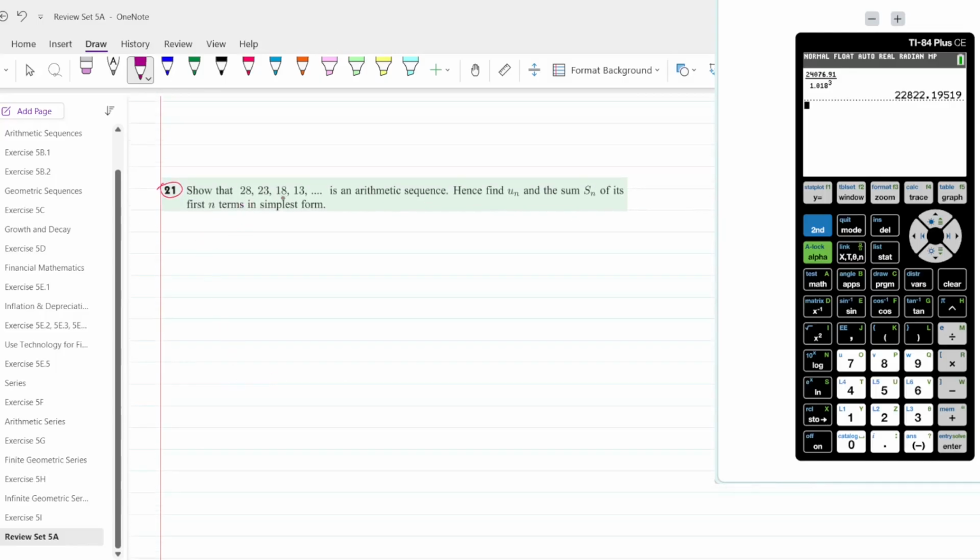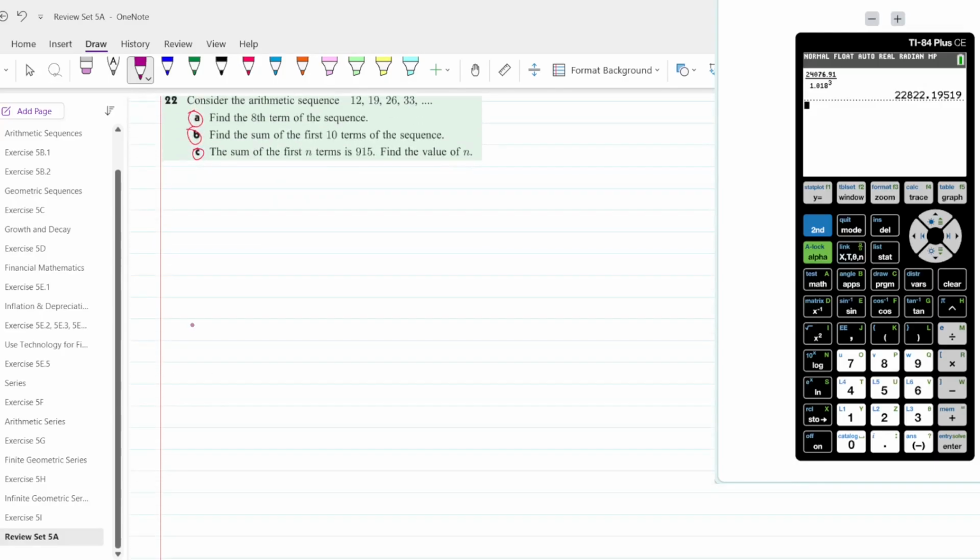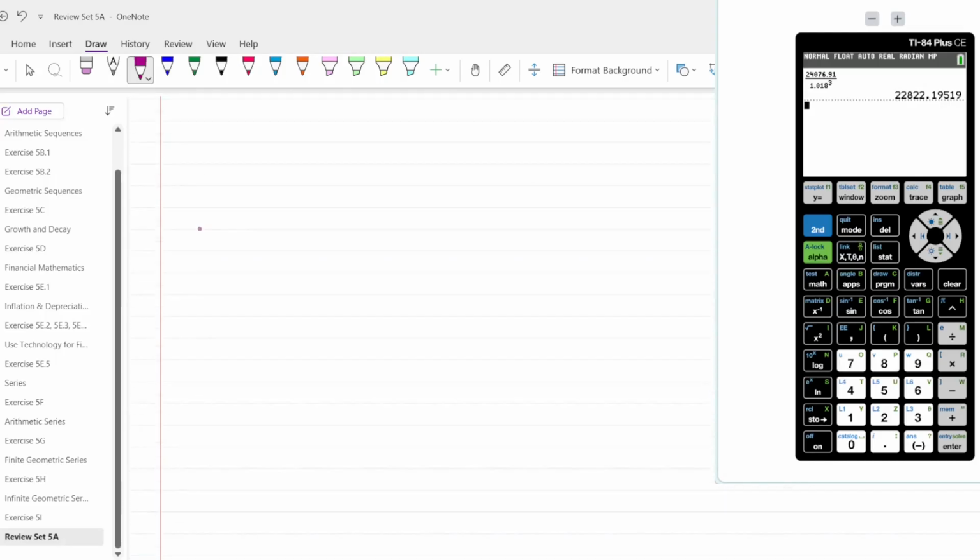Show that 28, 23, 18, 13 is an arithmetic sequence. Now we have done these kind of questions many times, so I'll leave it for you. I'll go to the next one. Consider the arithmetic sequence. Find the 8th term. Find the sum of the first 10 terms. The sum of the first n terms is 915. Find the value of n. I'll leave this one as well for you. I'll go to the next one.